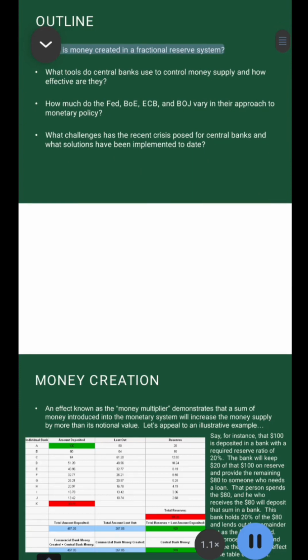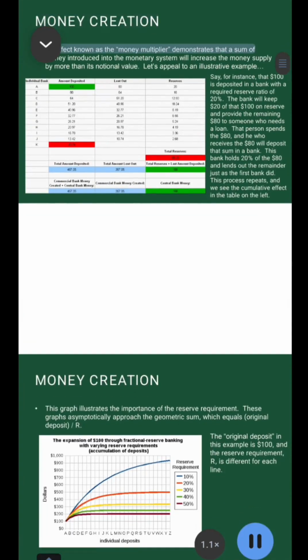Outline. How is money created in a fractional reserve system? What tools do central banks use to control money supply and how effective are they? How much do the Fed, BOE, ECB, and BOJ vary in their approach to monetary policy? What challenges has the recent crisis posed for central banks and what solutions have been implemented to date?